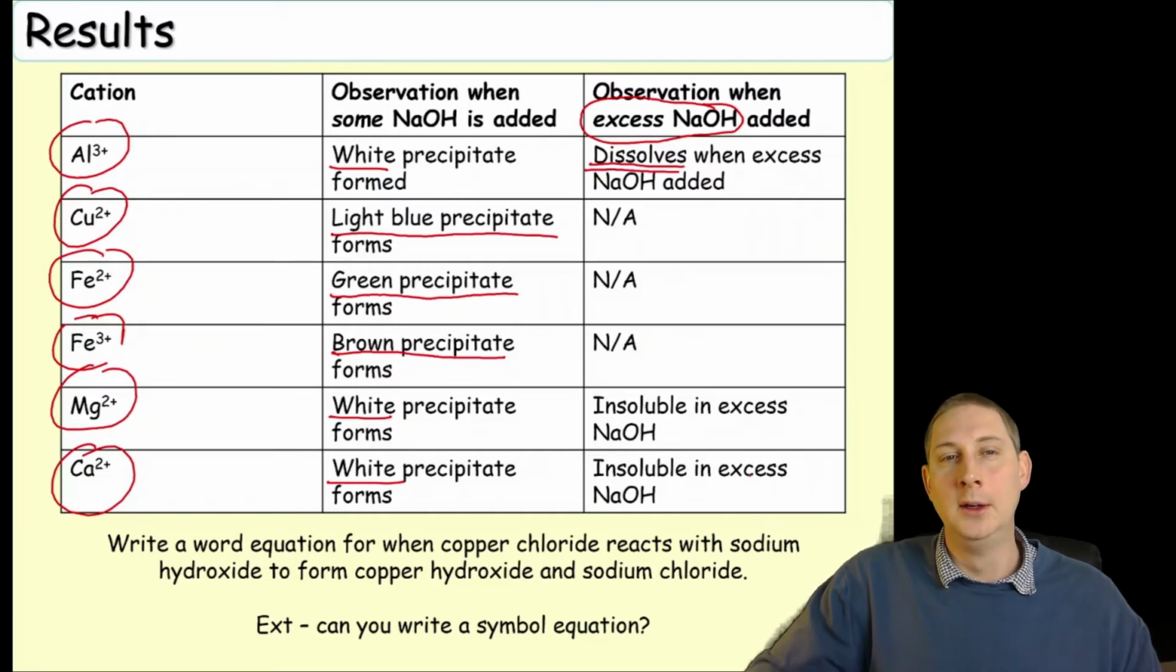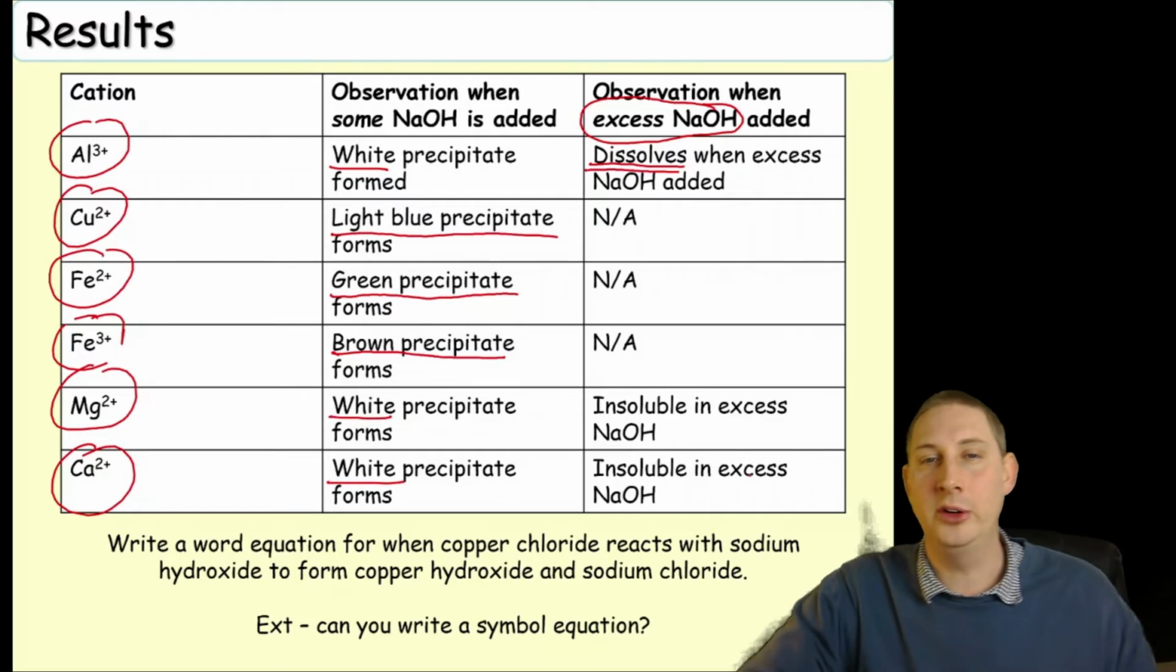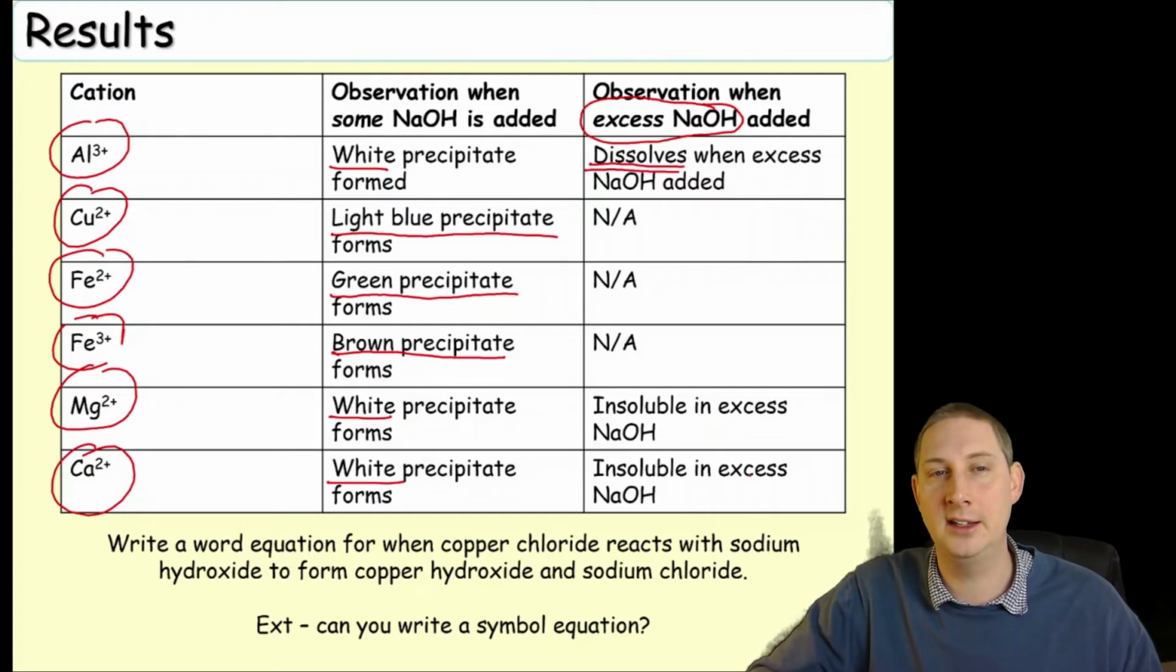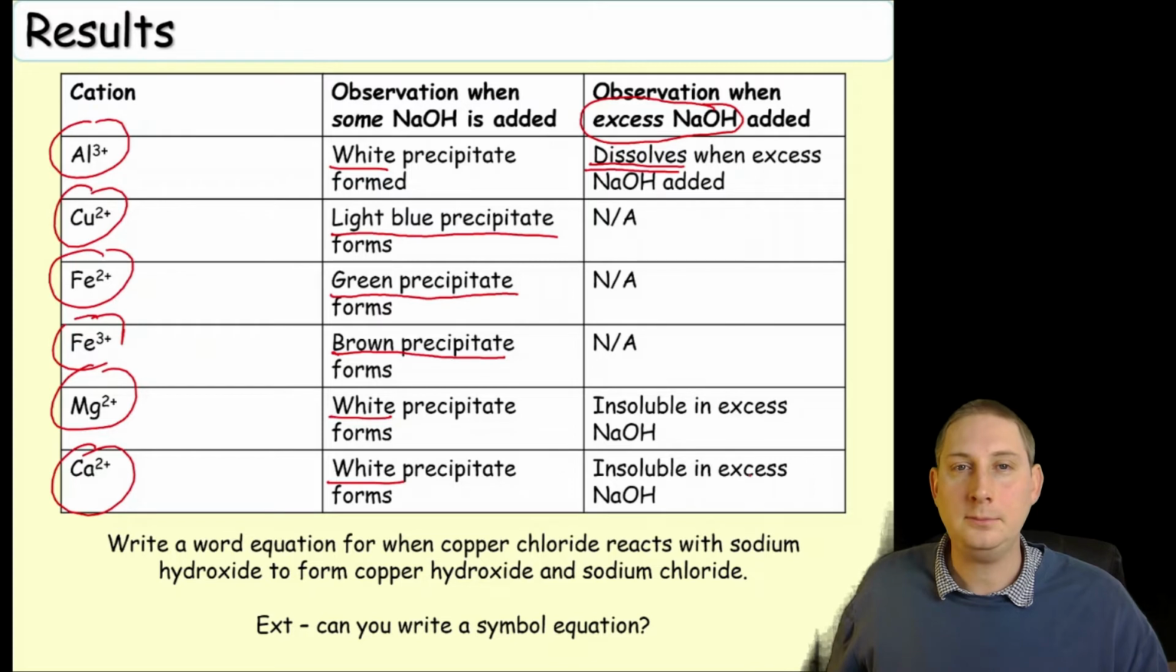Now, we're going to introduce at this point something called an ionic equation. And ionic equations are something that if you do chemistry at A level, you really do need to be able to do. And a lot of students manage to go through their GCSEs without ever really understanding ionic equations. But they do come up quite regularly. And we're going to start simply.